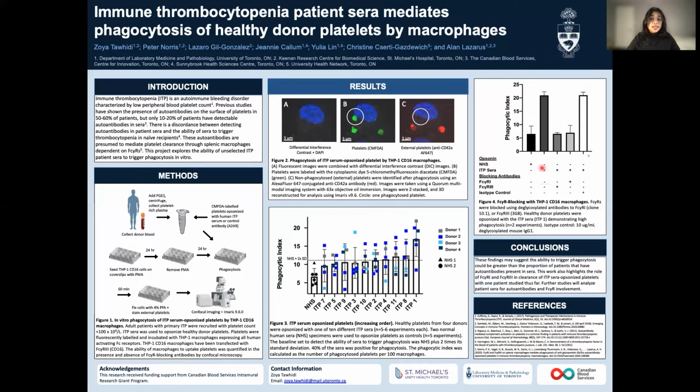So the findings from our study so far suggest the possible ability to trigger phagocytosis could be greater than the proportion of patients who have autoantibodies present in their serum. Our results so far have also highlighted the involvement of FcR1 and FcR3 in the clearance of platelets, with 1 patient studied so far. Further studies will be conducted to analyze patient sera for autoantibodies using a MAPA.